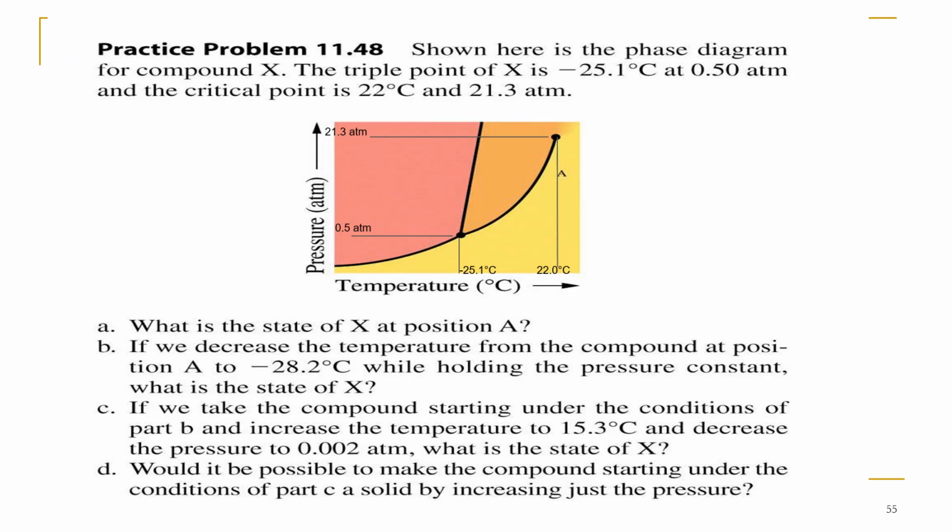So here's an example. My lines aren't perfectly lined up, but you get the idea. Shown here is a phase diagram for compound X. The triple point of X is at negative 25.1 degrees Celsius and 0.5 atmospheres. So I've kind of lined up those pressure and temperature. And the critical point is at 22 degrees Celsius and 21.3 atmospheres.